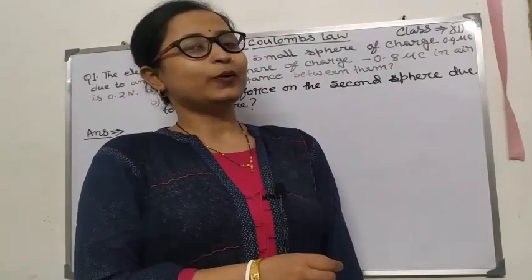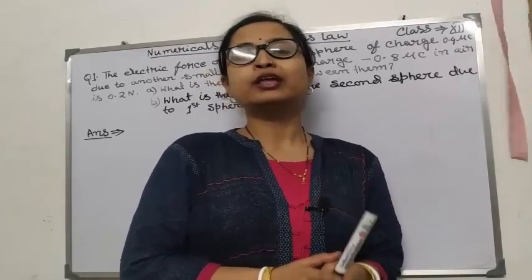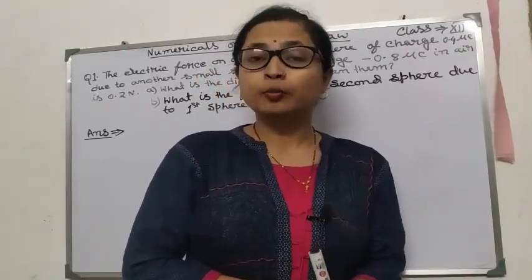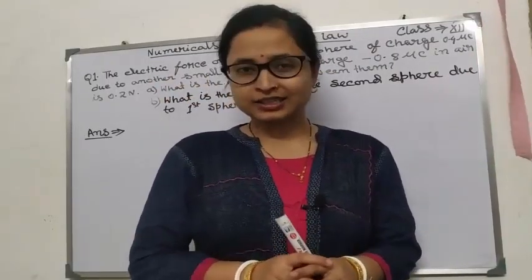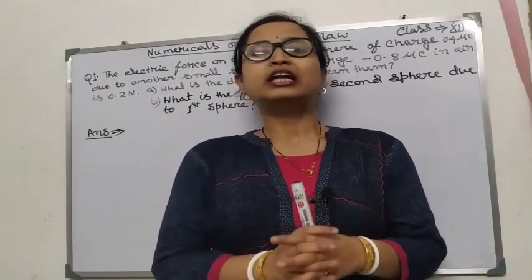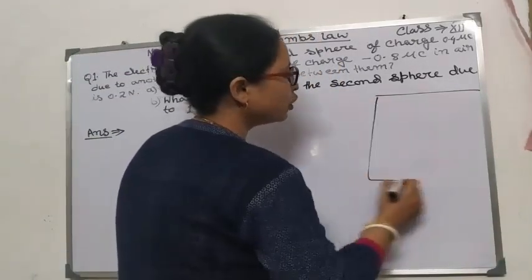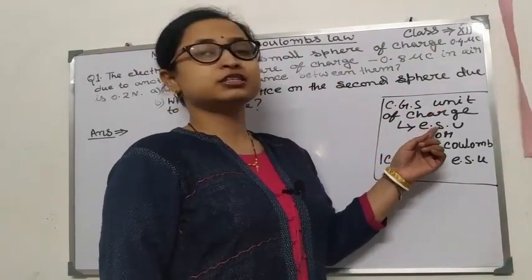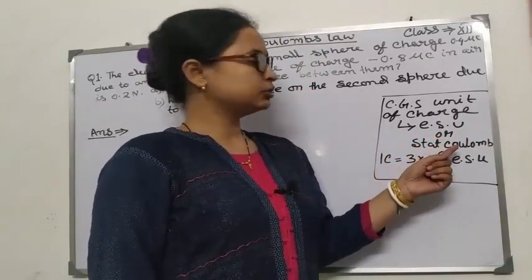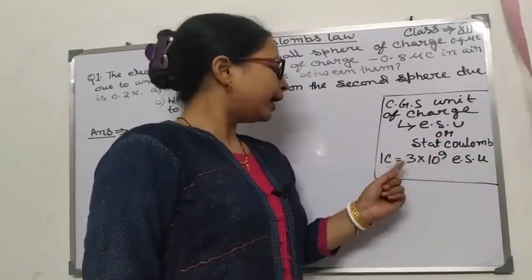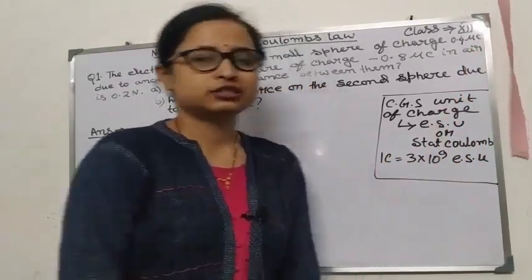Before solving this numerical, let me give another unit of electric charge. We already learned about the SI unit of electric charge, which is coulomb. Now, what is the CGS unit of electric charge? CGS unit of charge is ESU, that means electrostatic unit of charge, or the other name of CGS unit of charge is stat coulomb. And 1 coulomb is equal to 3 into 10 to the power 9 ESU. So, let us start this numerical.